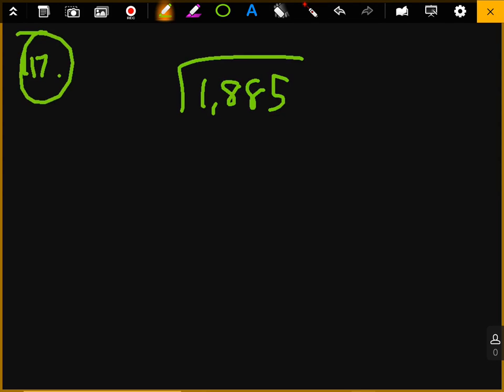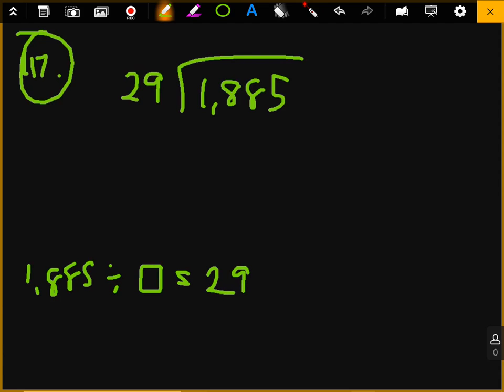Now let's do 16 through 21. I'm going to do just a couple. I'm going to do number 17. Okay. Number 17 is 1,885 divided by 29. Okay, because they give you, it says 1,885 divided by a number equals 29. So to find that number, you have to divide this number by this number.